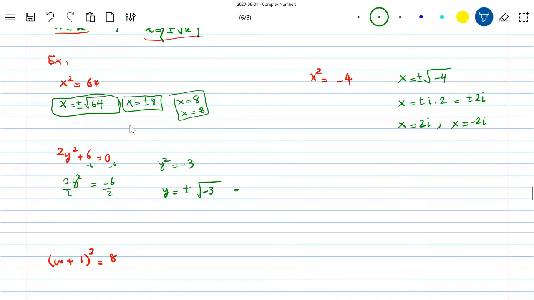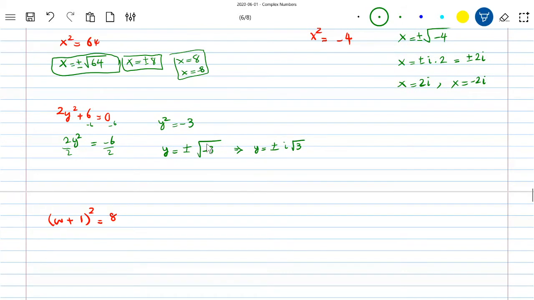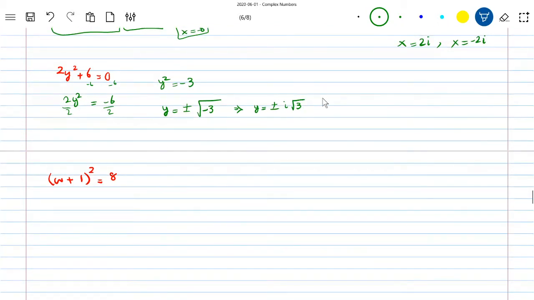What is that? That is y, therefore y equals plus or minus, I can write the square root of -3 as i square root of 3. Writing a negative number underneath the square root as an imaginary value. Again, you can separate them and say this is y equals i root 3 or y equals negative i root 3. Those are both two solutions to the equation.